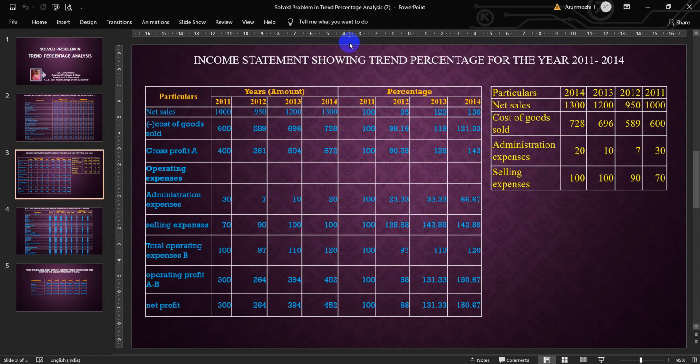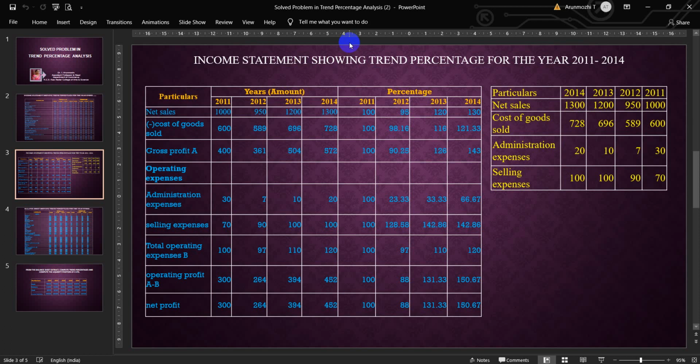For the second year, we are going to find out 361 into 100 divided by 400, you get 90.25. Next, 504 into 90.25 divided by 361, you get 126. Next, 572 into 126 divided by 504, you get 143.